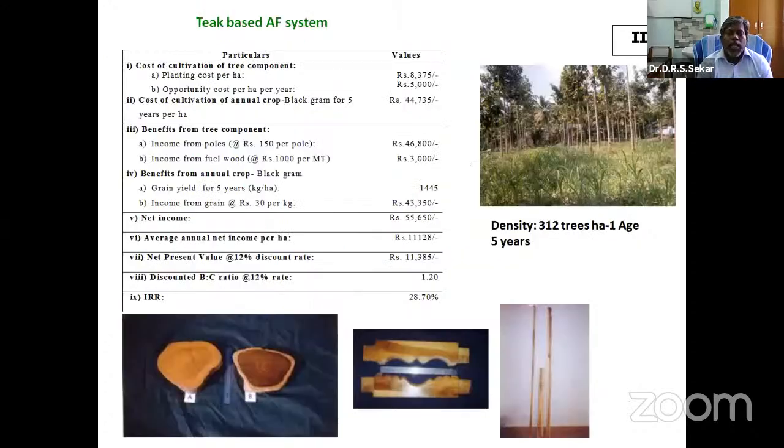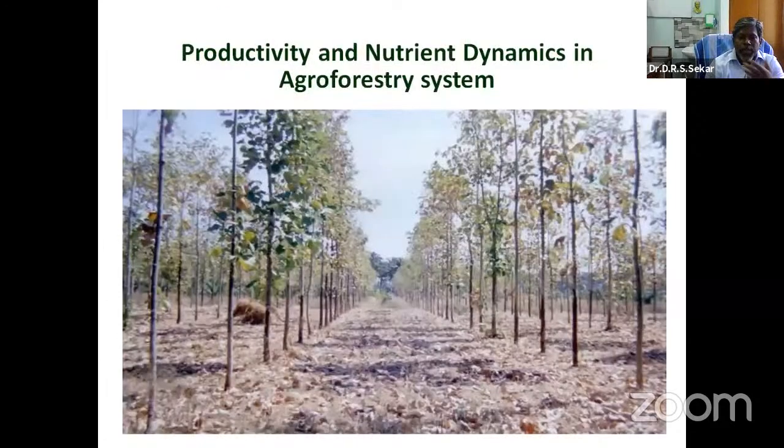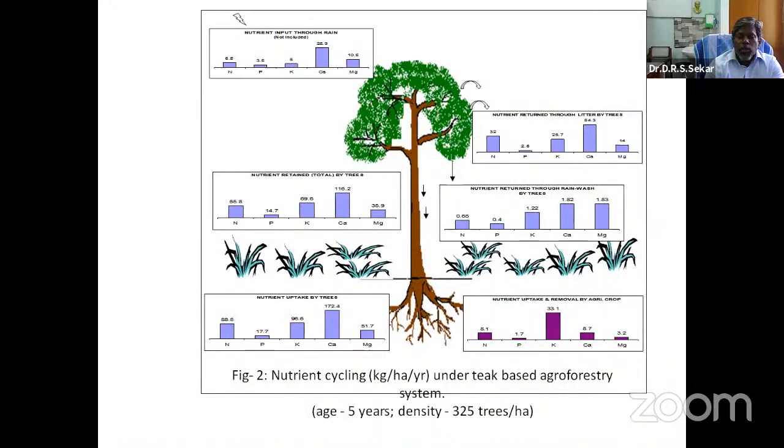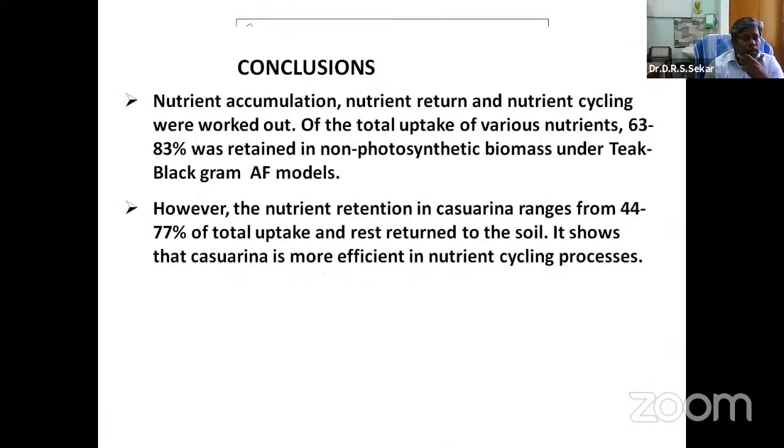I will just give glimpses. There is another alternative, a poplar-based agroforestry system. One is Casuarina. Both systems were compared, not only in terms of economic return but also in terms of nutrient cycling. We looked at how much nutrient is cycled, the productivity and nutrient dynamics of the agro system, particularly the poplar and Casuarina-based systems. So we essentially worked out how much is absorbed, how much carbon is assimilated, and how much is restored to the land.